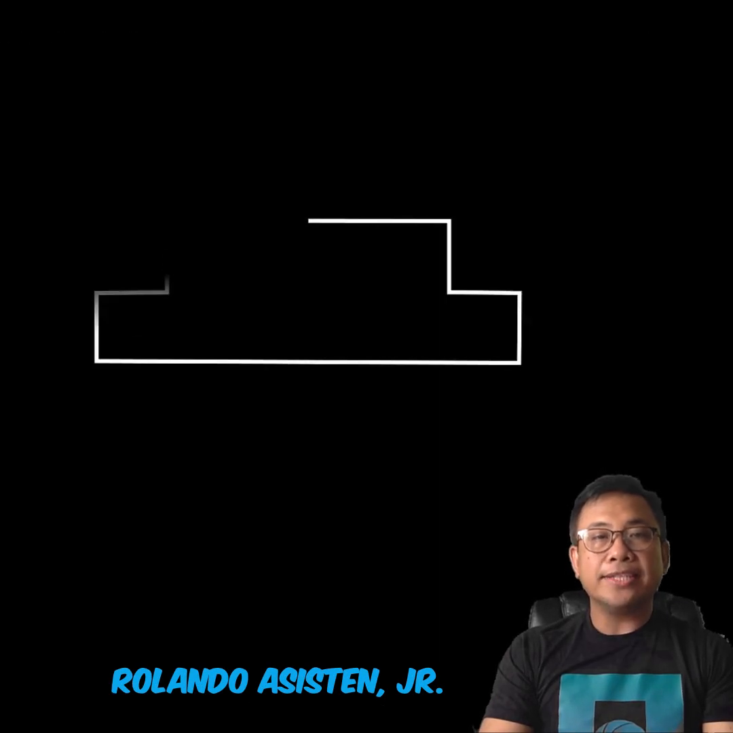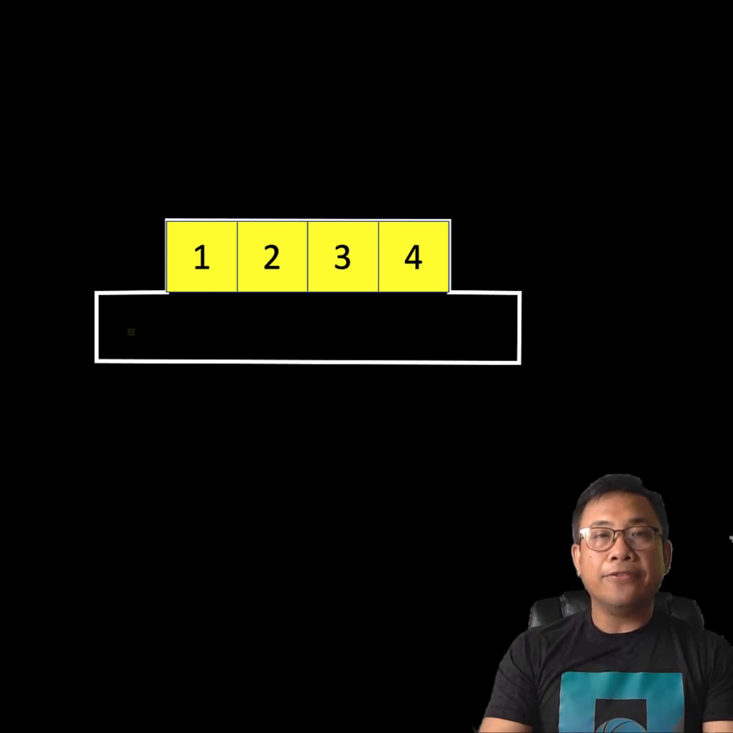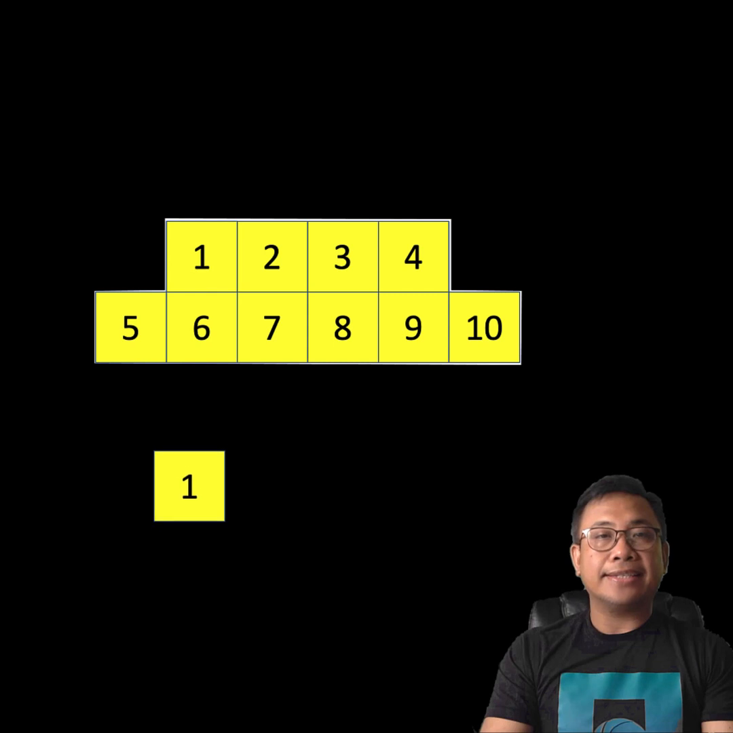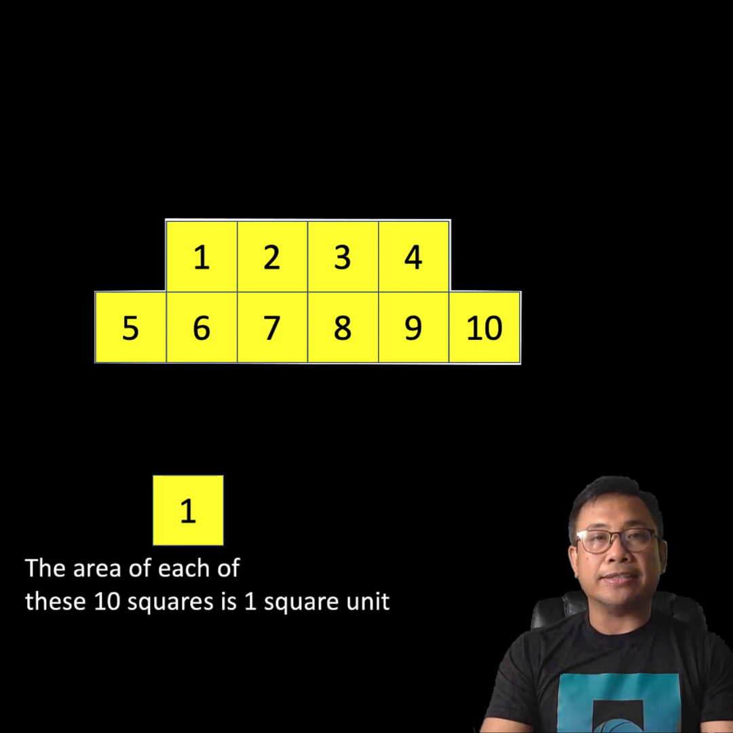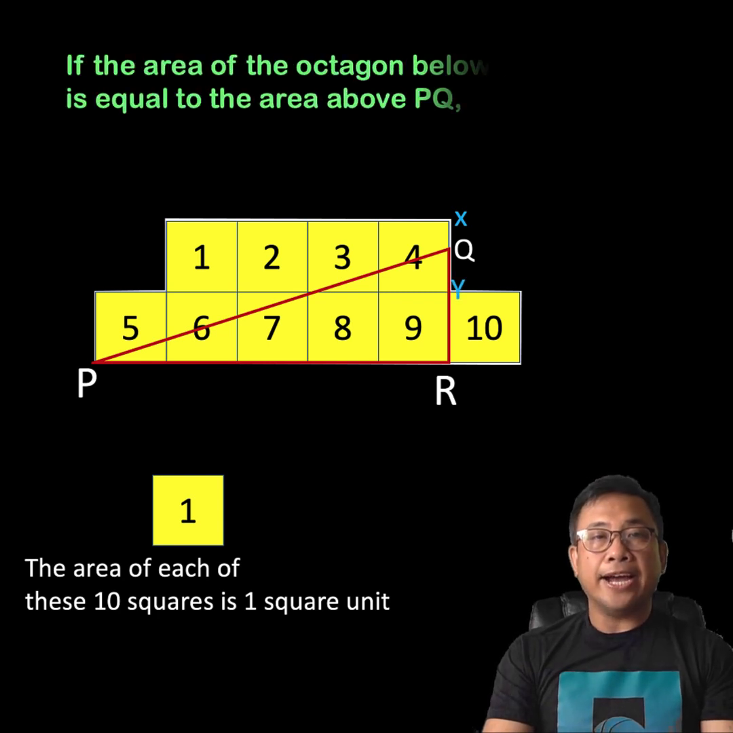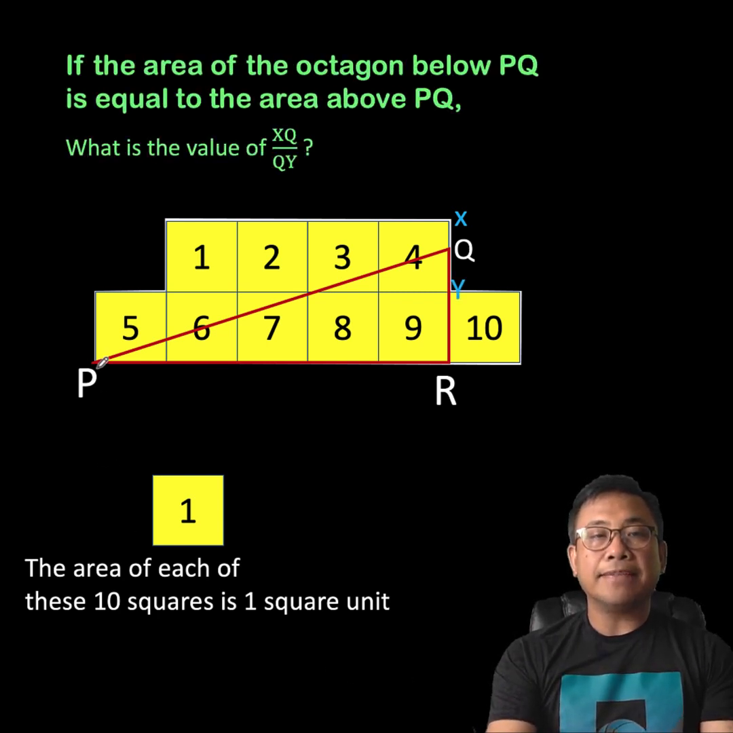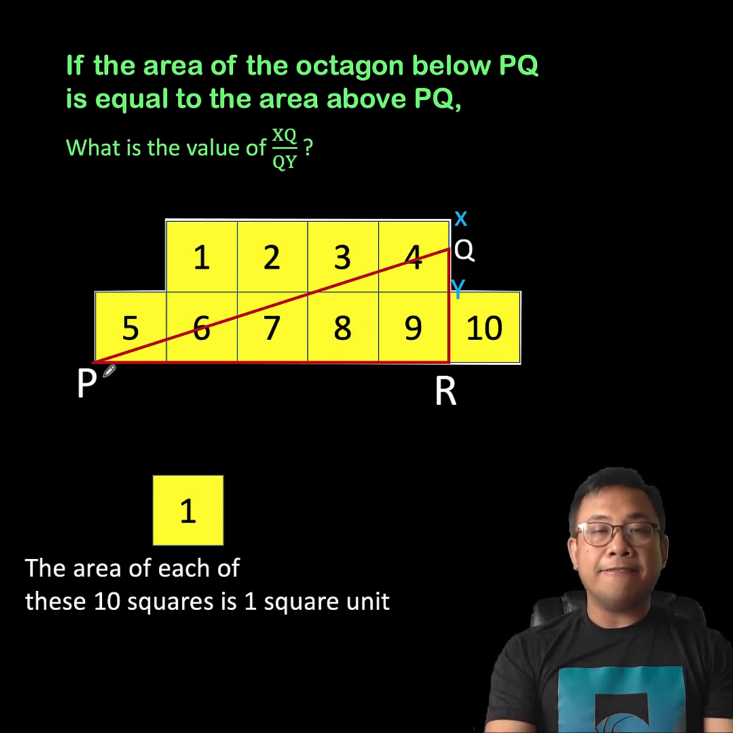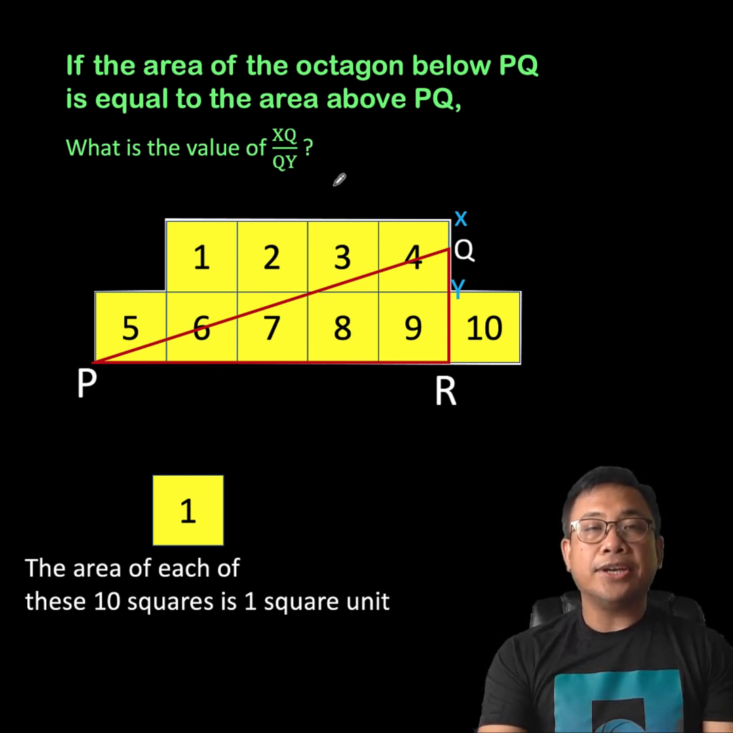Let's begin with this octagon that is completely covered with 10 square tiles, and each square tile has an area of 1 square unit. That means the side length of each of these yellow square tiles is 1 unit. Then we draw this right triangle PQR. Now, if the area of the octagon below segment PQ is equal to the area of the octagon above segment PQ, then what is the ratio of XQ over QY?